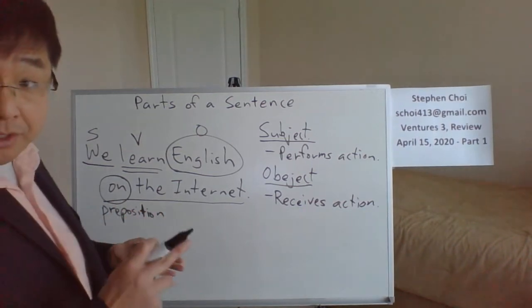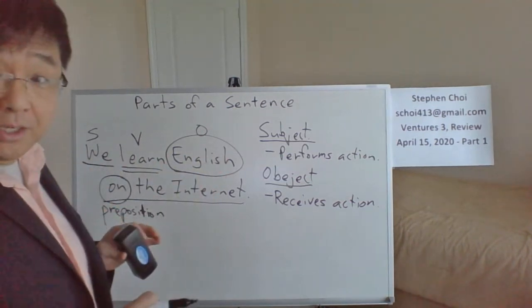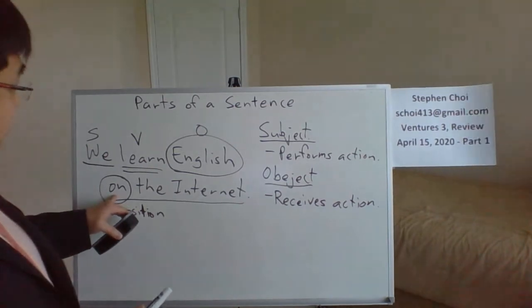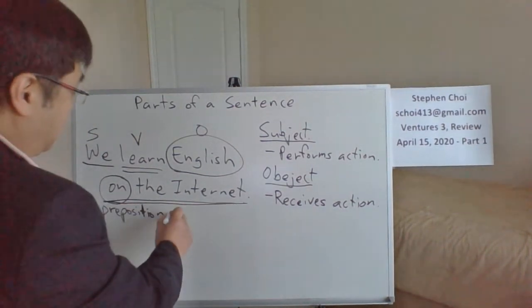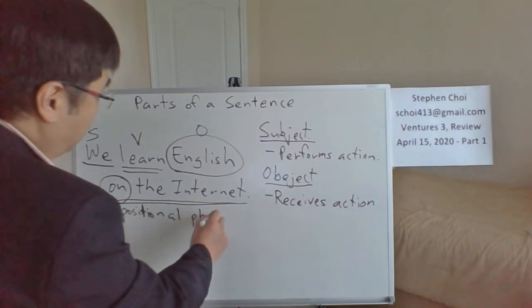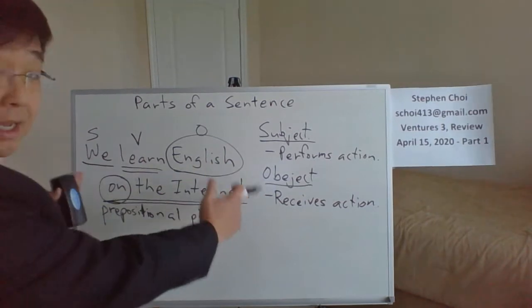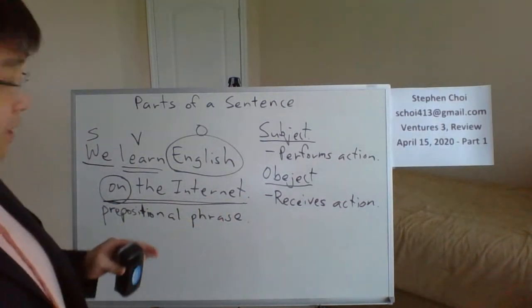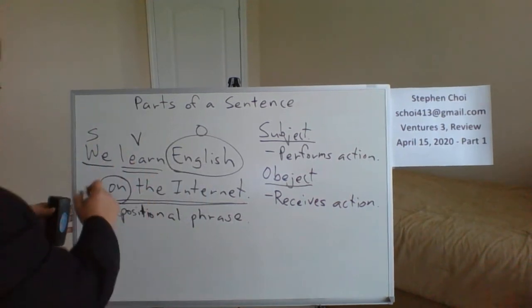Remember? A preposition connects a noun to the rest of the sentence. It shows relationship in position and time. Okay. So, that's a preposition, and this whole thing is a phrase. So we call that a prepositional phrase. Okay, in this case, we learn English where? On the internet.